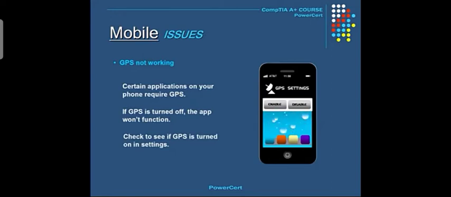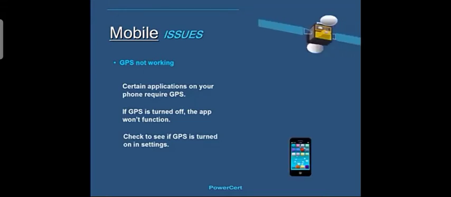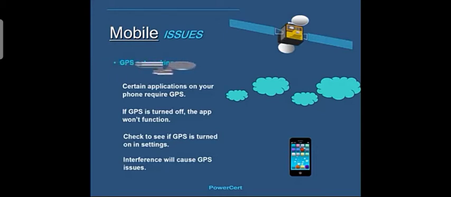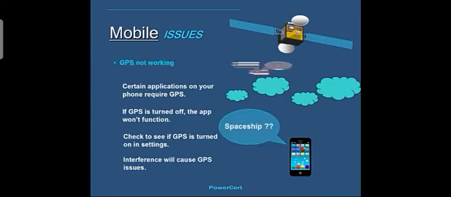Or if you find out that your GPS is turned on and you're still having issues, you have to remember that your GPS uses satellites for communication. So for example, if there's a cloudy day, then that could interfere with satellite communication. Or maybe there's a spaceship passing by, and that could also interfere with GPS satellite communication.